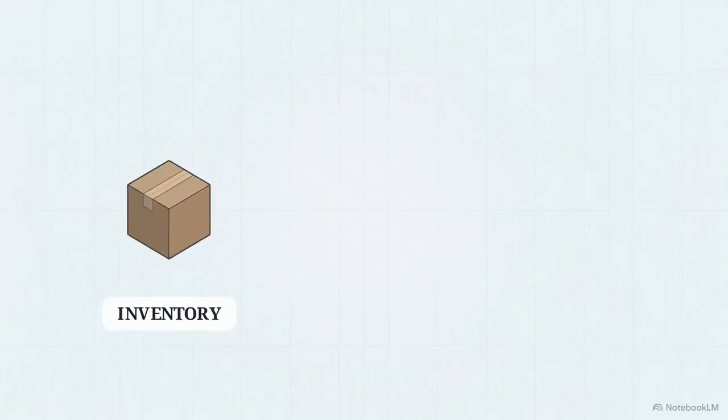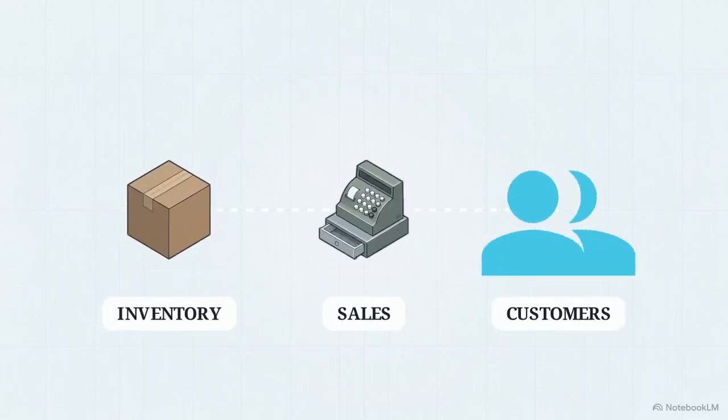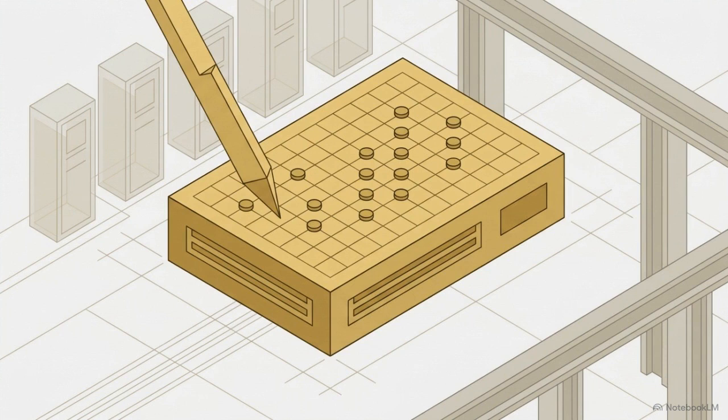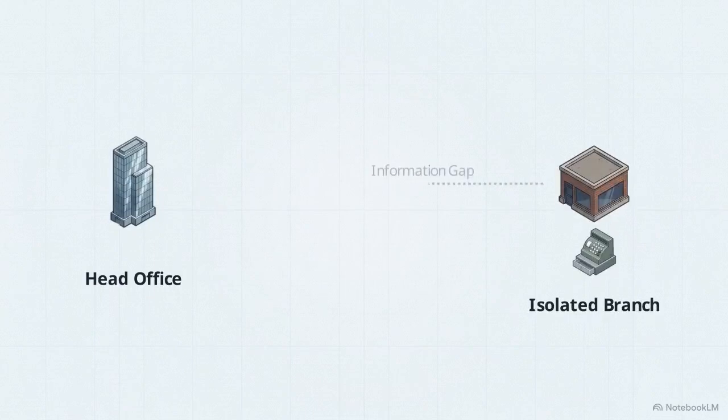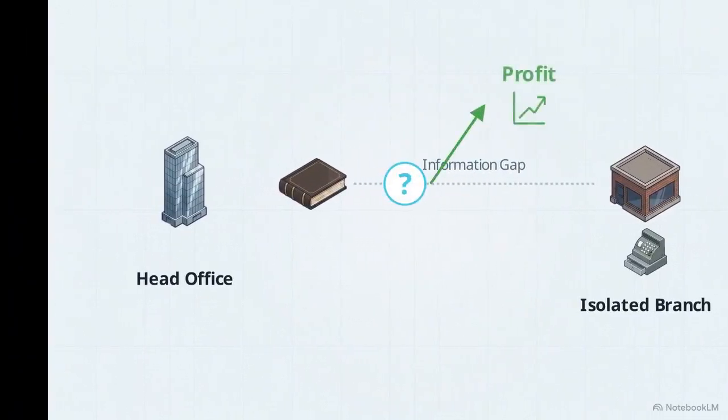It receives inventory, makes sales, and handles customers, but all the financial transactions are recorded on ledgers sitting miles away on the desks of the head office. This setup creates an obvious tension. If the local staff isn't keeping the books, the head office must figure out how to accurately determine if that specific, isolated location is generating profit or quietly bleeding money.